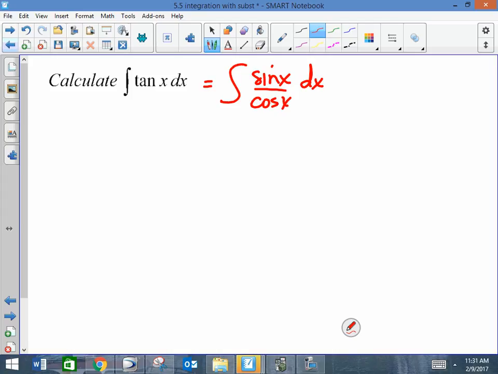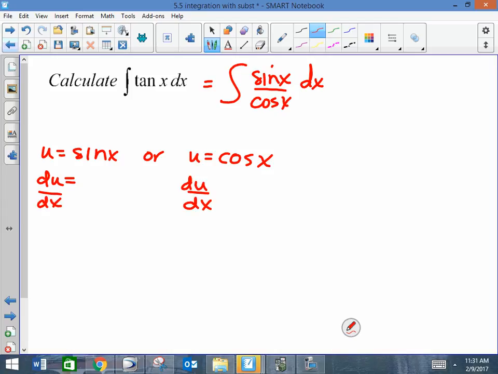Now, that's not really a composite function, but we can still do it. Let u be either sine of x or cosine of x. I'm going to let you decide which one works. One is going to work, the other one's not. You can let u be cosine of x or sine of x. Well, maybe not. Which one are you doing? Does that work?